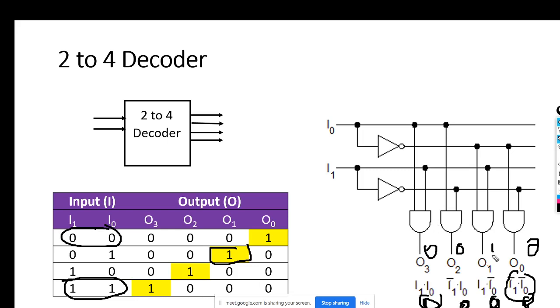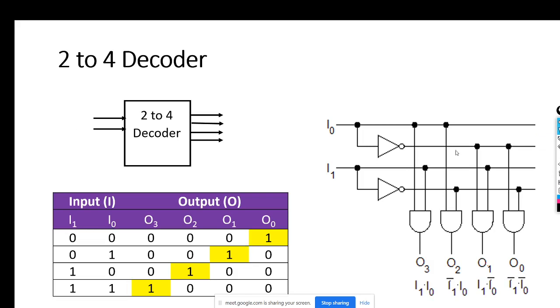So in that case, we can enable one of these output lines at a time using two inputs. Only one is going to be enabled at a time, but for different combinations like 0 0 combination, one will be enabled, 0 1 another one, 1 0 another one, when both are 1 another one. So for different combinations, one of the outputs will be enabled or 1, while the others are disabled or 0. So that is called 2 to 4 decoder.